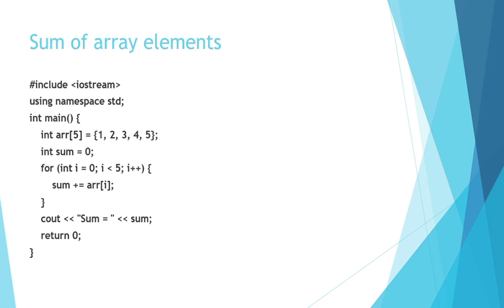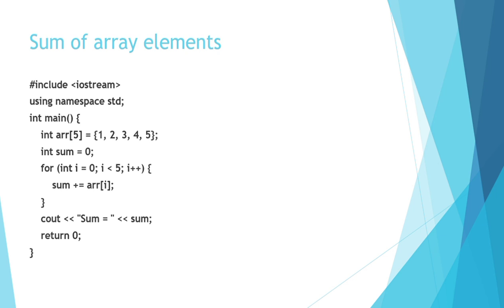Next, a for loop is used to iterate through the array. The loop runs from i equals 0 to i less than 5, meaning it executes exactly 5 times, once for each element in the array. During each iteration, the value of arr[i], the current element of the array, is added to sum. Initially, sum is 0, and as the loop executes, it keeps accumulating the values of the array elements.